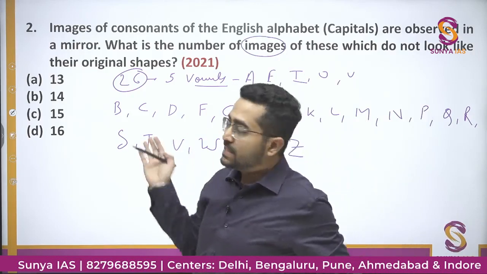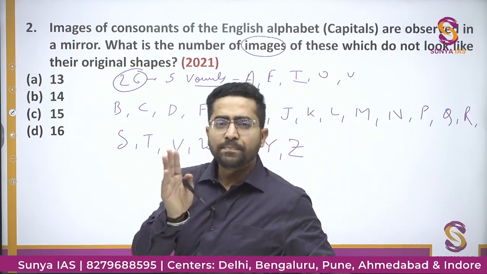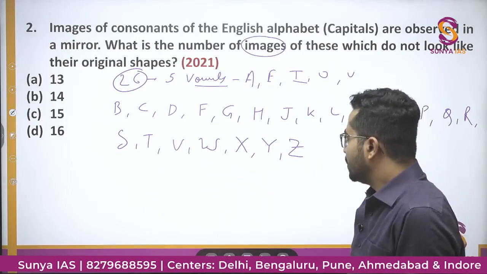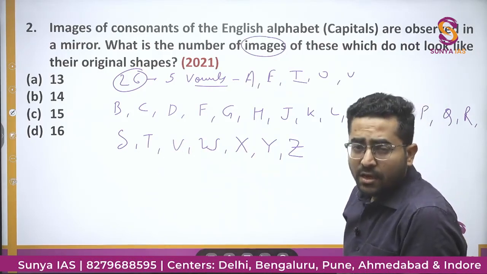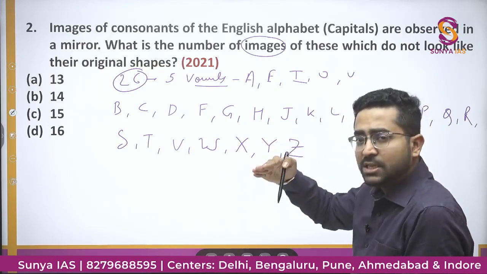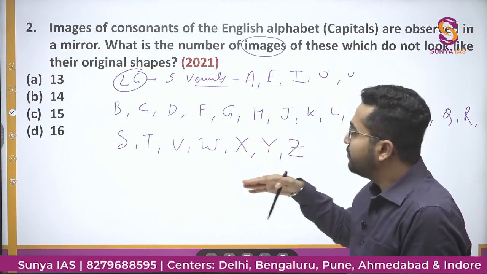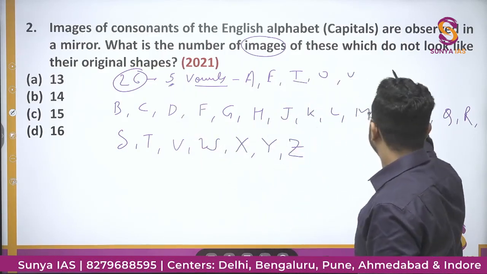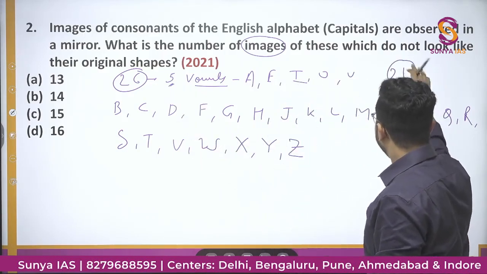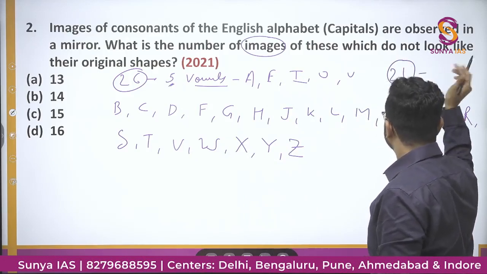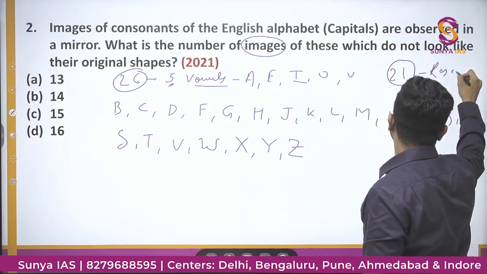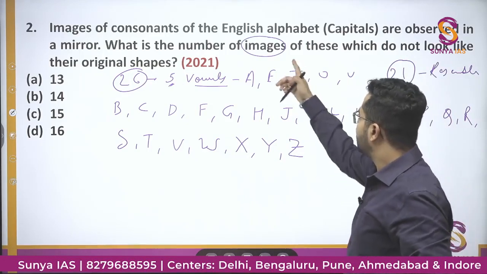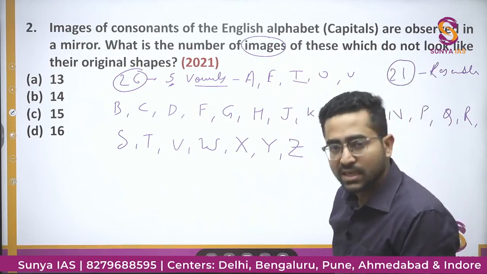Out of these, how many are there whose mirror image is not exactly equal to the original shape? So if we find how many have a mirror image that resembles the original shape, then we subtract. The vowels are gone, so it means 21 consonants are available. From these 21, if I subtract those that resemble their original shapes, I will get the number whose image does not match the original.